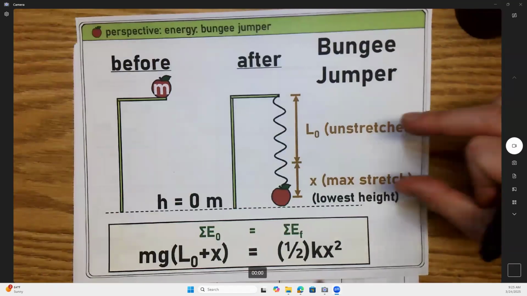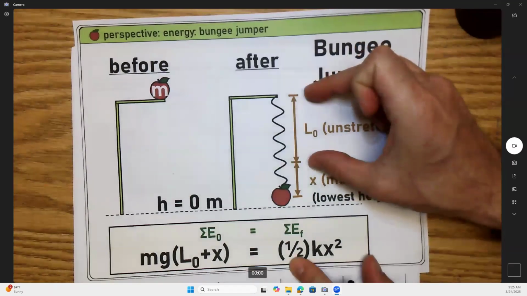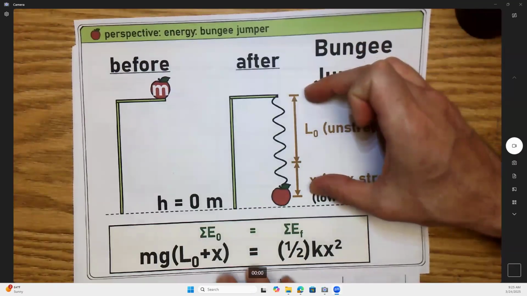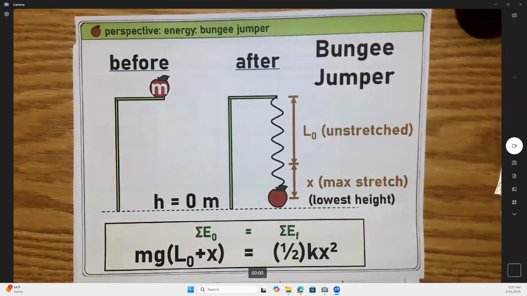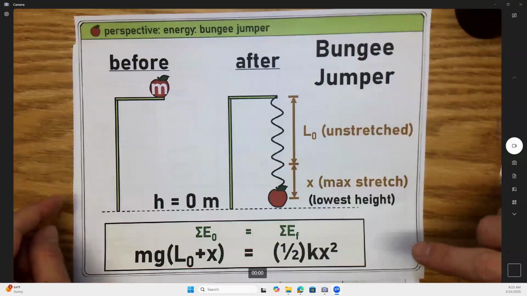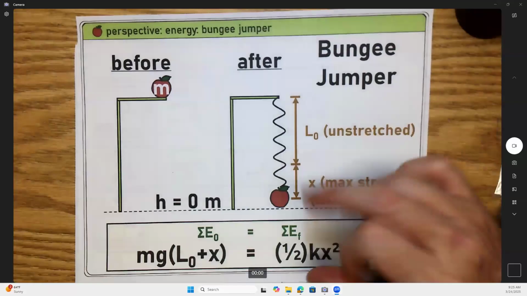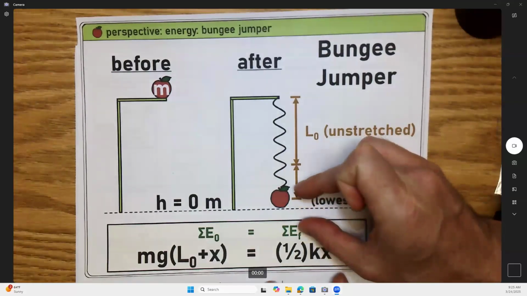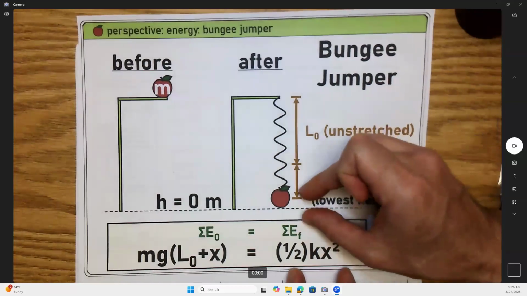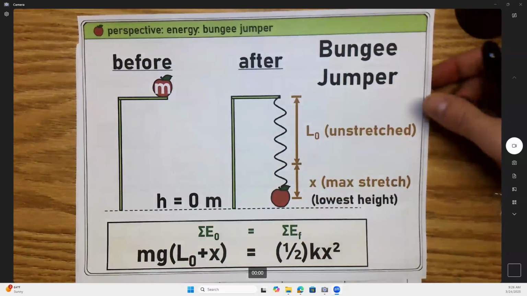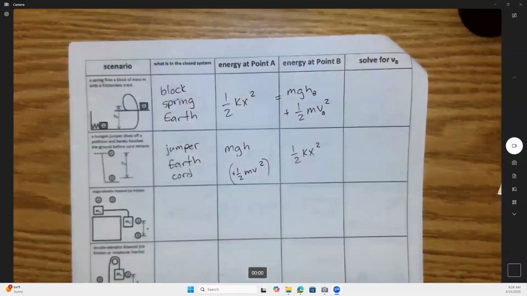So if the cord unstretched has length L and stretches length x, then isn't L plus x the entire original height? Okay, you guys see that? The question that I stole this from had additionally some height above the ground. So you had to also consider that the gravitational potential at the end had an extra mgh. Otherwise it'd be the same stuff. AP has asked that pretty much in the past.